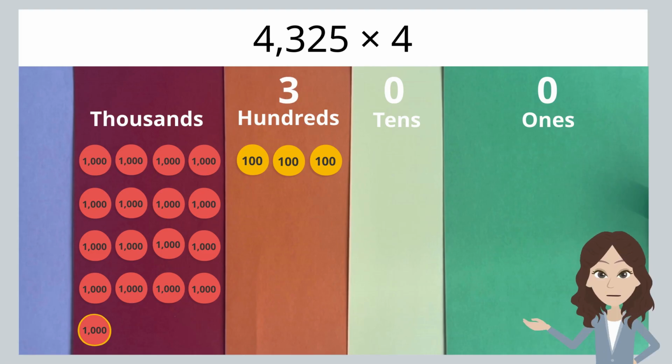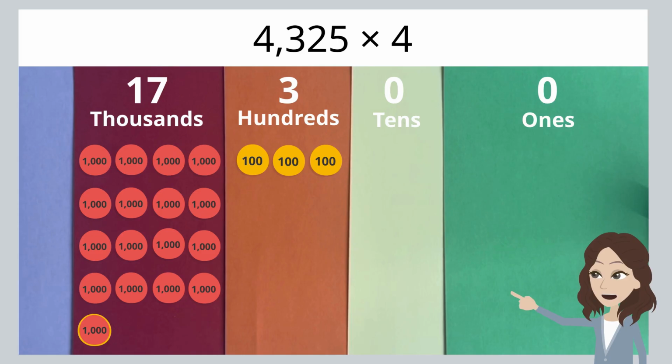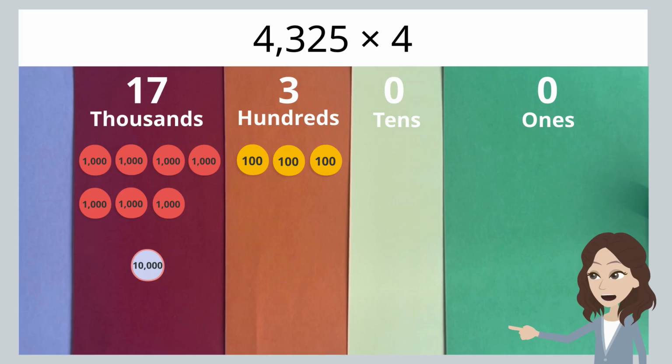Now, let's look at the thousands place. How many thousands are there? 4 thousands times 4 is equal to 16 thousands. Then, we add the 1,000 regrouped from the hundreds. So, there are 17 thousands. We can regroup 10 thousands to form one 10,000. Then, we move the 10,000 to the place value column for 10,000s. After regrouping, we have 7 thousands left.